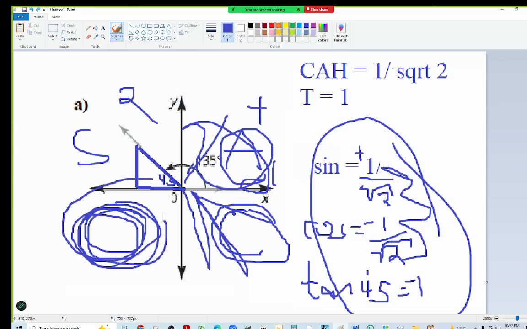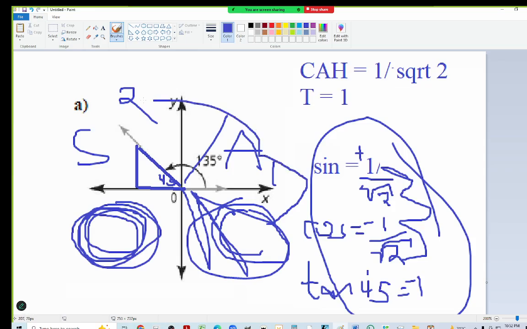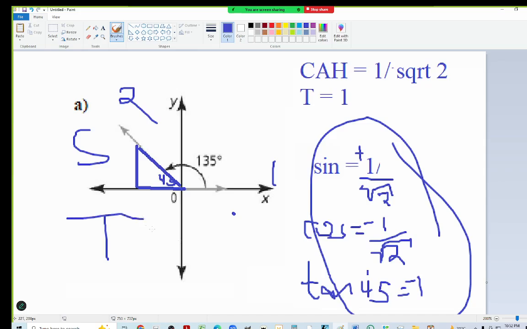And now down here, what is the T? Remember, CAST. Oh, it's a T. I thought it was an O. No, I'm asking you what goes there. It's tan. So only tan's positive. Everything else is negative. That's right.